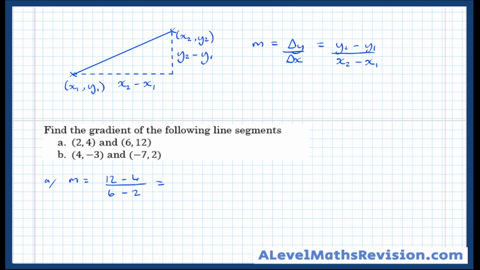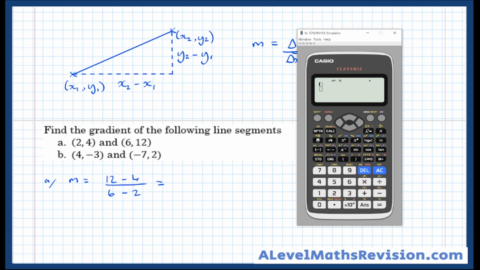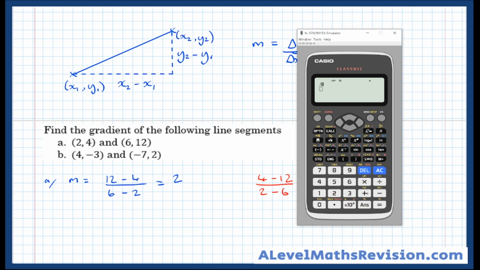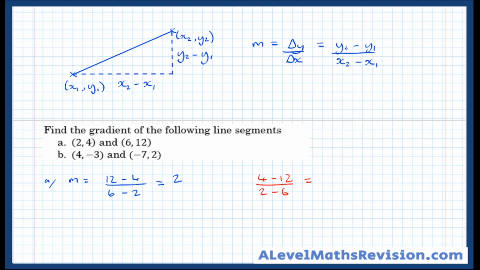So equals 12 take 4 over 6 minus 2, and I should be able to do it in my head, but in an exam situation when the pressure's on, I would advise you not to do anything in your head. Take the easy way out and use the calculator. That gives gradient 2. If I want to do the subtraction the other way, by the way, just to show that it works, I could do first take second. So I could do 4 take 12 over 2 take 6 equals, and let's put that in the calculator, 4 take 12 over 2 take 6, which again is 2. So both ways work.